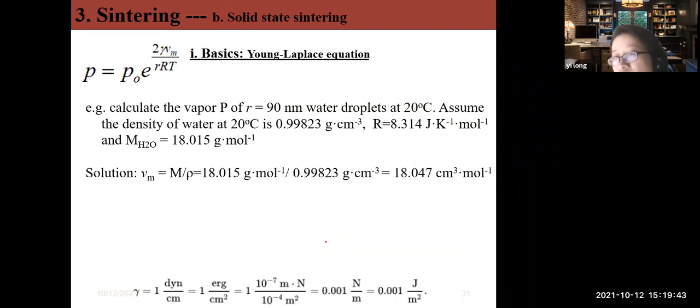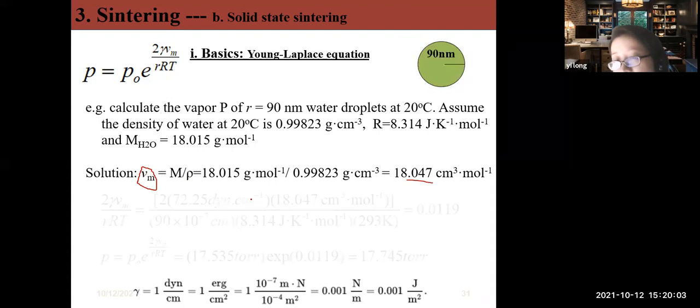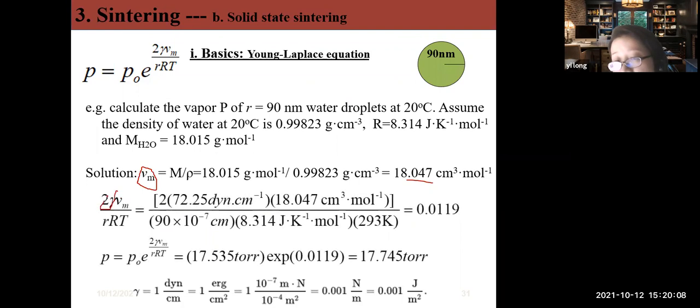So now we are safe to talk about our questions. We already did this in class. The molar volume is the mass divided by the density, so we can get the molar volume. We put all these values in. So 2 gamma is constant, R is the gas constant, and for the temperature please convert to Kelvin. And this is gamma.